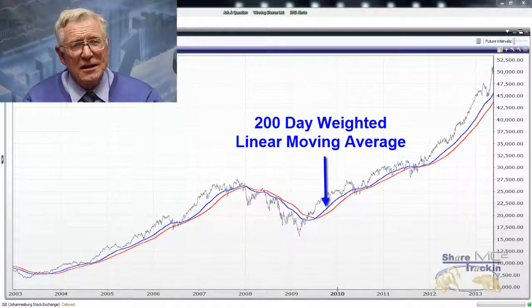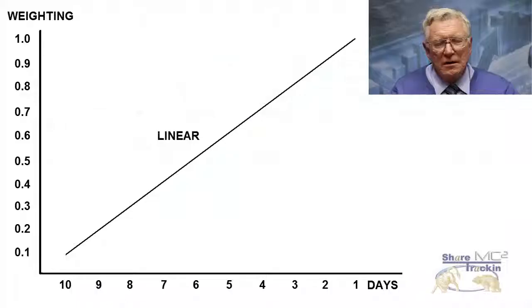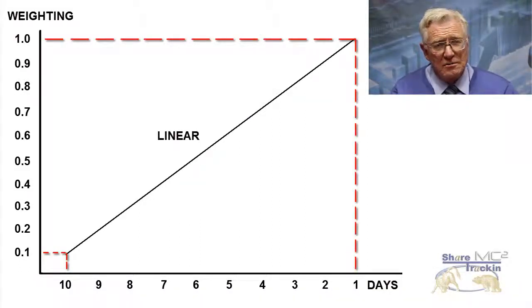Now we call this a linear weighting because the weightings rise in a straight line from the oldest to the most recent prices. We could draw a graph of that and it would look like this. Here you can see that the oldest price is multiplied by 0.1, while the newest price, the most recent price, is multiplied by 1.0, so that the oldest prices have the least effect on the position of the moving average and the most recent prices have the most effect. And you can see that the weightings rise in a straight line.